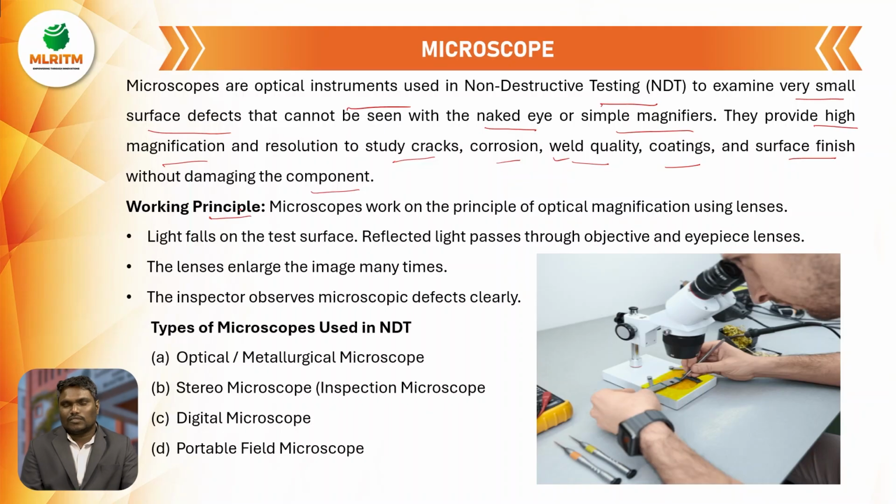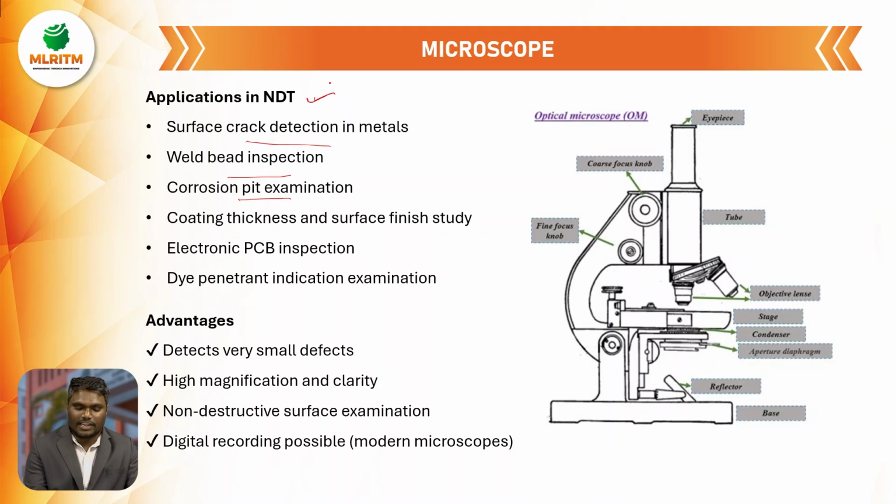The basic working principle of a microscope is optical magnification using lenses. When light falls on the test surface, the reflected light passes through the objective and eyepiece lenses. The lenses enlarge the image many times, so the inspector observes microscopic defects easily and clearly. There are different types of microscopes used in NDT: the optical metallurgical microscope, the stereo microscope, which is also called an inspection microscope, the digital microscope, and the portable field microscope. They have wide applications in NDT.